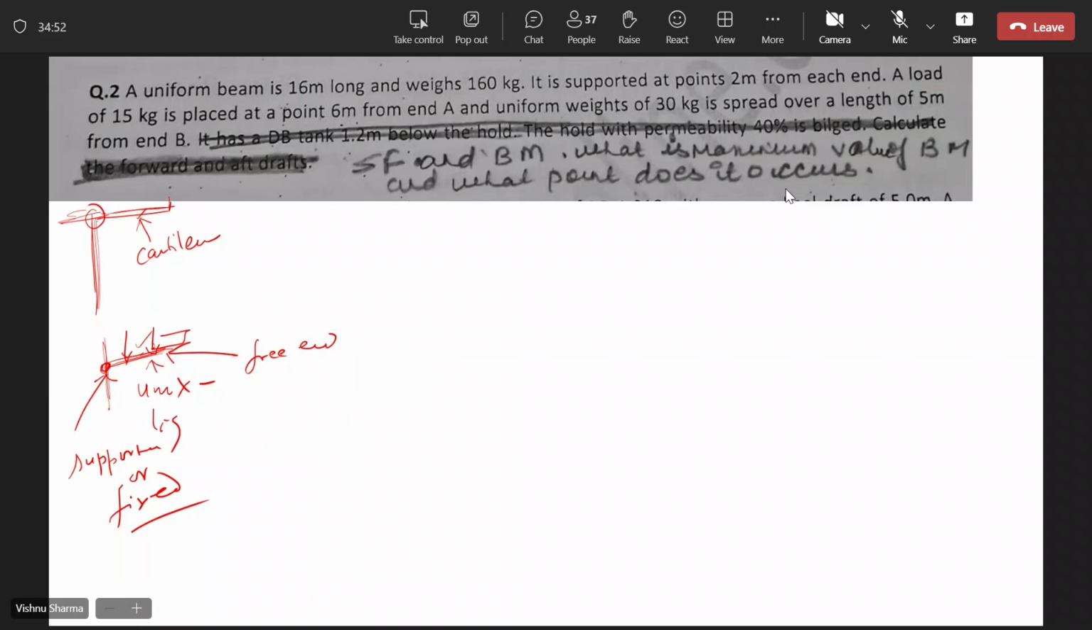Now, please remember that BM at the free end has to be 0. Everything is like a beam. But if you keep following the beam concept blindly, then in some cases, not always, you may end up getting a maximum BM at the free end.